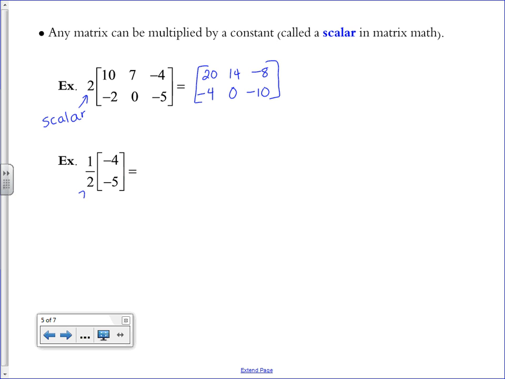This scalar is a 1/2, so I'm scaling everything down, multiplying it all by a half. -4 times a half is -2, and -5 times a half. So my resulting matrix has the same dimensions as the starting matrix.